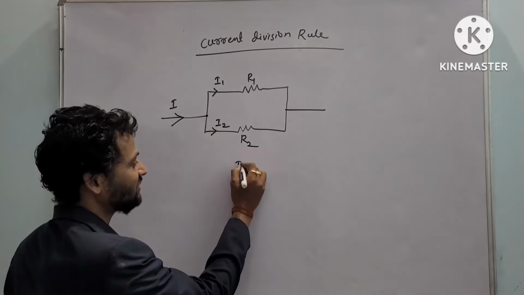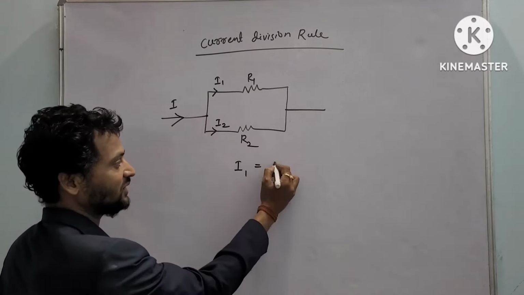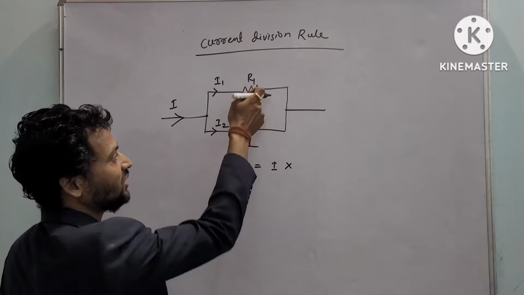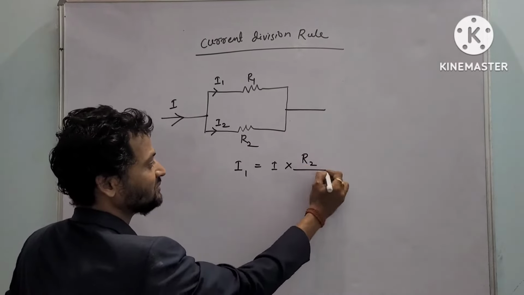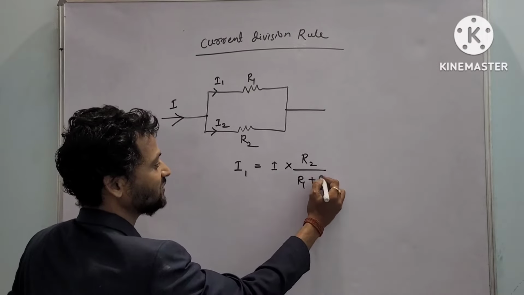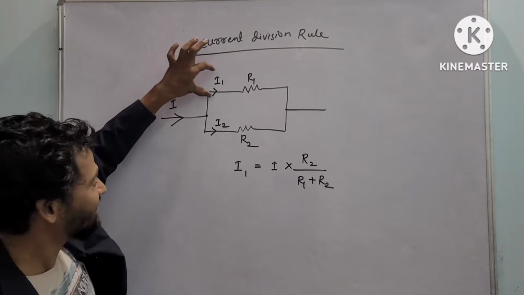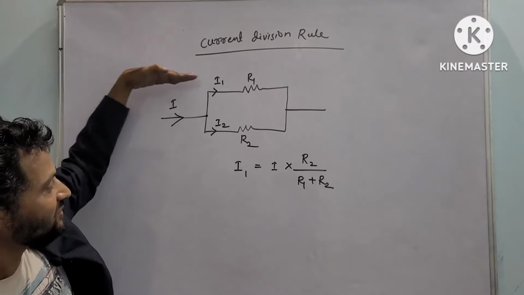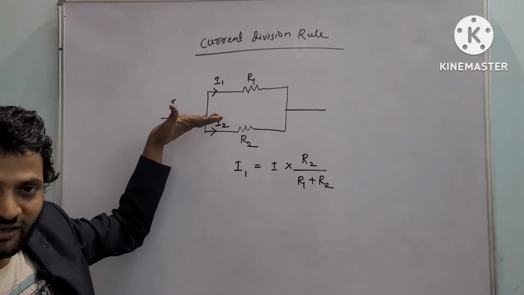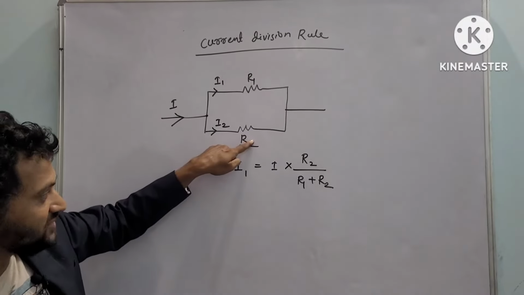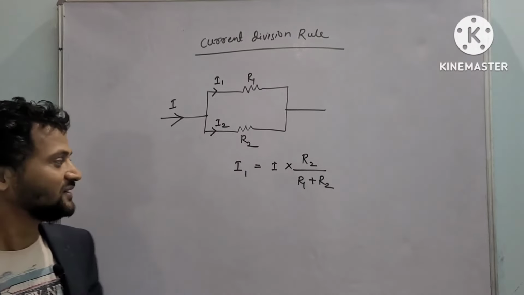So what is the formula of I1 here? It is the supply current, the total current, into the opposite resistance, that is R2, by the sum of the two resistances. Got my point? Branch current I1 is the current flowing through R1. I1 is equal to supply current into opposite resistance by sum of two resistances.